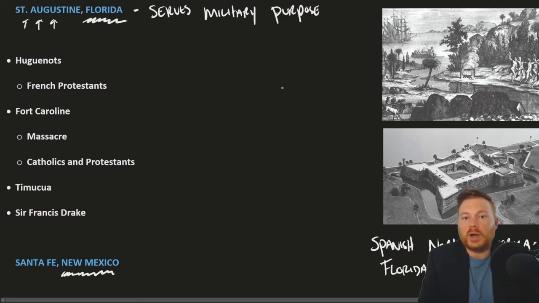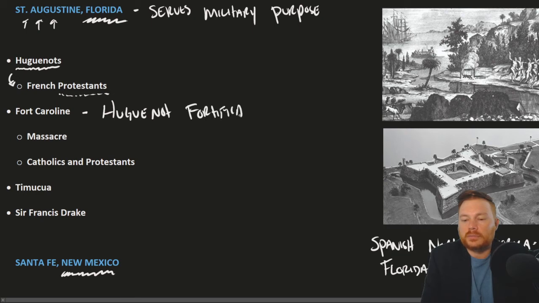Well, they had a rival European power encroach upon their territory, and those were the Huguenots. Huguenots are French Protestants. Recall that France was primarily a Catholic nation, but there were French Protestants or Huguenots who were seeking religious refuge, and they decided to settle in Florida. They established a fort at Fort Caroline. So we might say of Fort Caroline, this was a Huguenot fort or fortification.